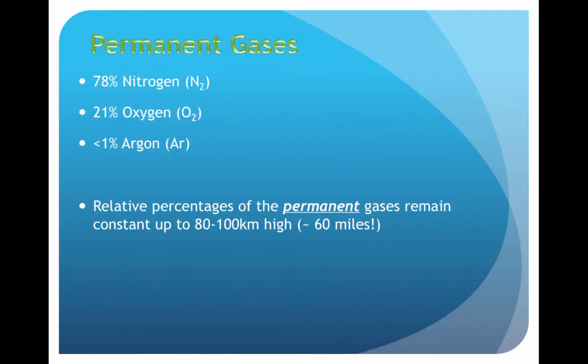The permanent gases, there's three, but basically we have what you call a nitrogen atmosphere because 78% of it is nitrogen, N2. 21% is oxygen, and that is O2, two atoms of oxygen bonded together. That's the form of oxygen that we breathe, that we need to live. And then a little tiny bit of the atmosphere is argon. Those percentages stay the same all the way up, if you were measuring it and left the ground and went 60 miles up, that would be the percentages of each gas that far up.